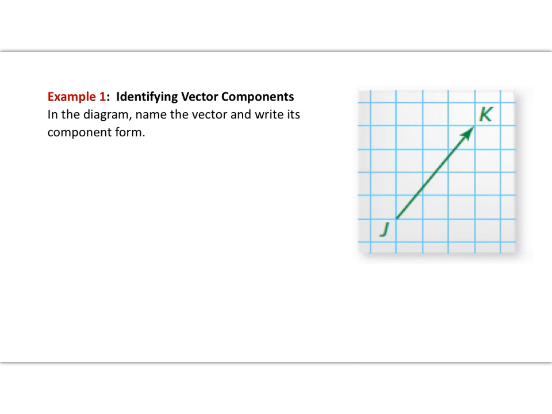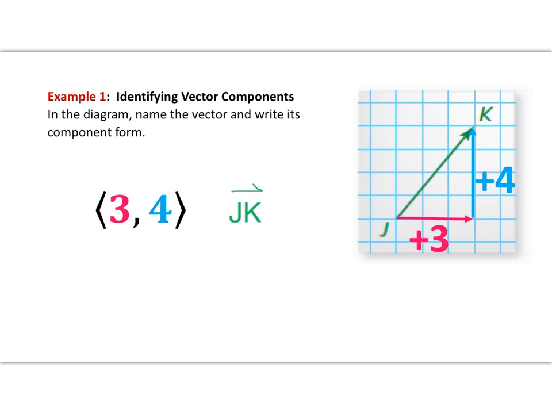So let's just practice with example 1, identifying the vector components of the picture in the diagram. So name the vector and then write its component form. We start at the initial point, which is J, and we figure out the horizontal component, which is positive 3, and then the vertical component, which looks like it is 1, 2, 3, 4. So positive 4. So with our pointed parentheses, we have 3, 4. And then the name of it is vector JK with the half ray above the two letters.